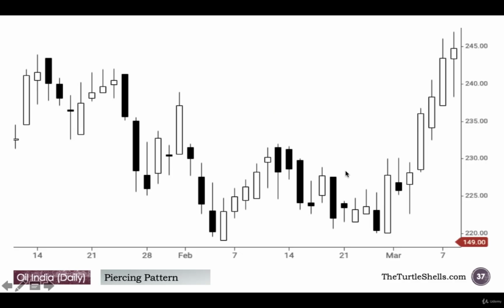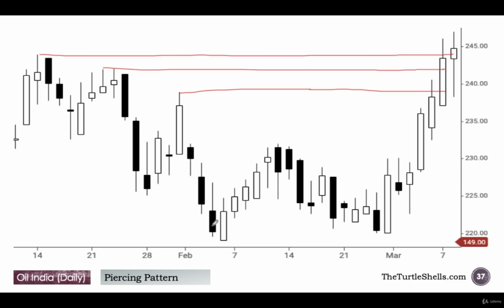Okay? So in this case, it has broken all the levels R1, R2, R3. All of the levels were broken here. So a very positive sign given by this piercing pattern. Look what happens a few days after the piercing pattern.